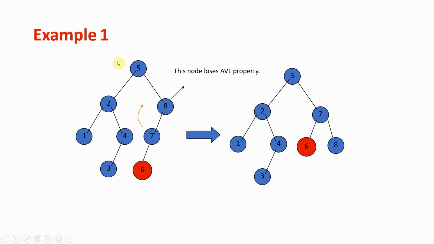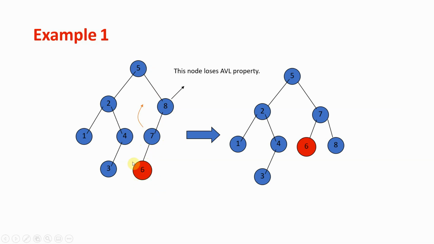Okay, so let's go through examples and see what the rotations are. Let's say that the original tree was the one with the blue nodes, right? And then we inserted 6, right? For the insertion, first we do exactly the same thing that we did for insertion in any BST, right? 6 is bigger than 5, 6 is less than 8, it's smaller than 7, right? And then we have a null pointer, so 6 is going to be inserted as the left child of 7.